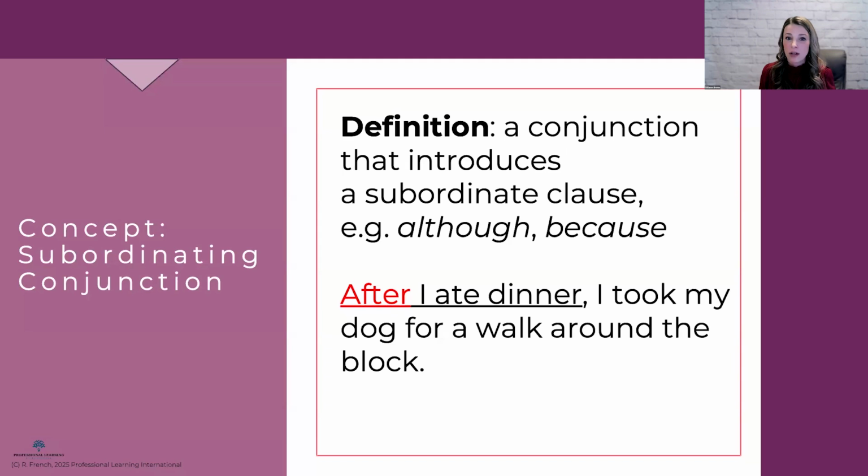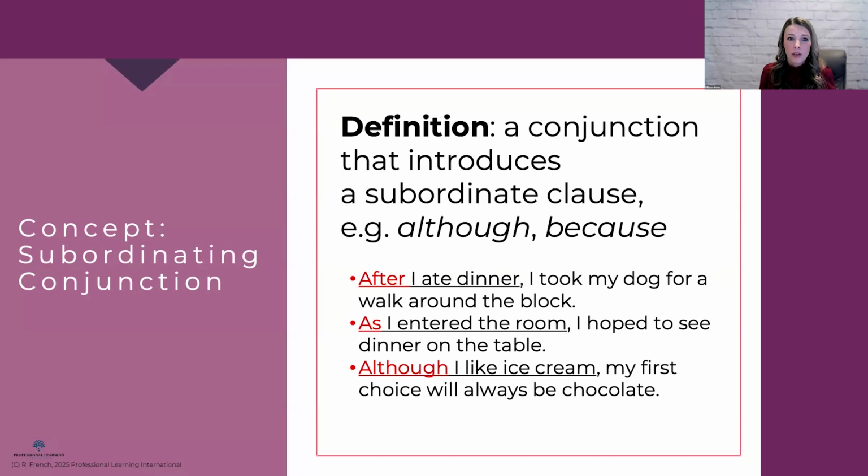So you see how your mental model is growing stronger with each new representation? Okay, what if I give you multiple representations of contextualized examples? "As I entered the room, I hope to see dinner on the table." "Although I like ice cream, my first choice will always be chocolate." See, it's getting better, isn't it? So we have a definition, we have contextualized examples, and now we have decontextualized and contextualized.